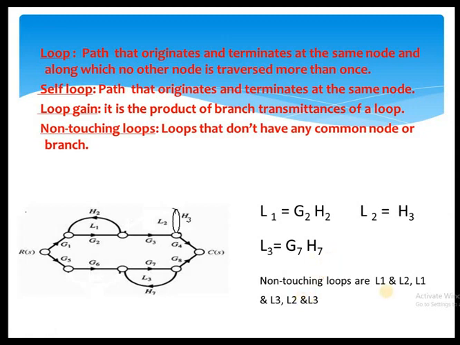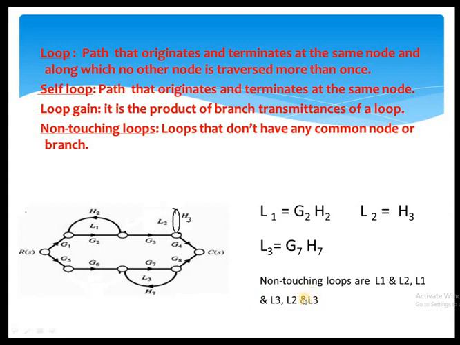Every time we are comparing two loops, that's why it is called a two non-touching loop. The possible two non-touching loops are 3 in this case. How many combinations are possible? L1 L2, L1 L3, L2 L3. So 3 combinations are possible in two non-touching loops. Two non-touching loops means we are comparing two loops every time.